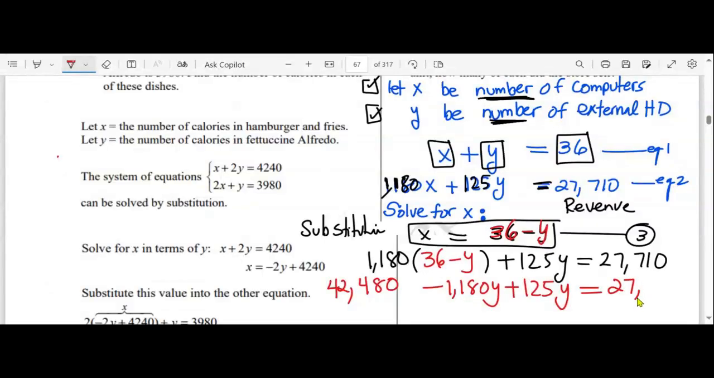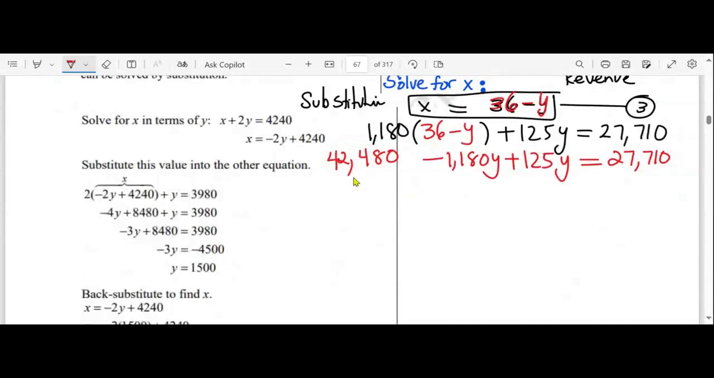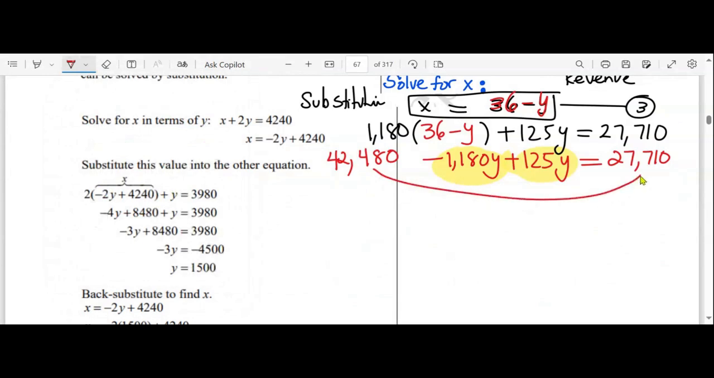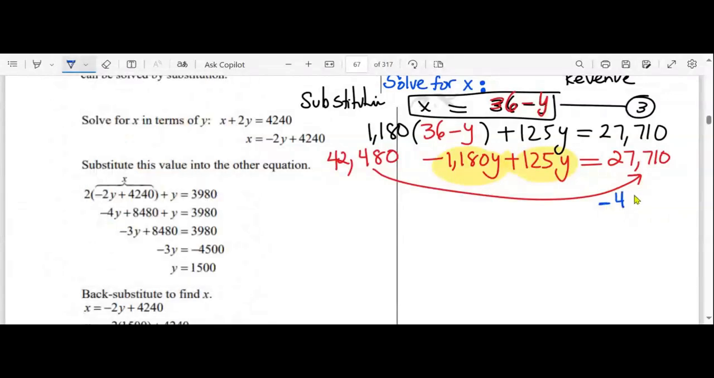And so this is your second step. Now I need to combine like terms. Which ones do I combine? The y terms together, right? Where are the y terms? This one and this one. And then I move this constant to the left side, so I move it here. If you move it here, is it positive or negative? Negative 42,480. Now, how much do you get?